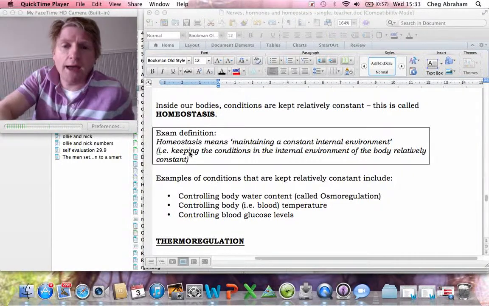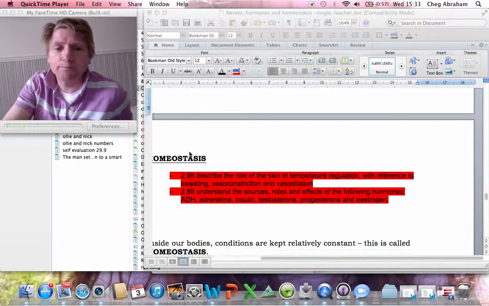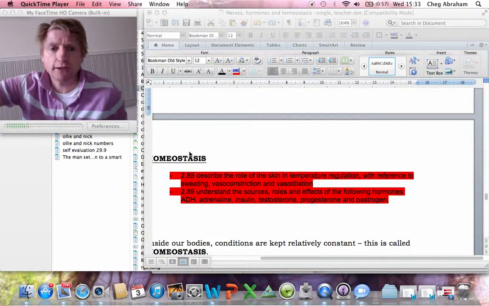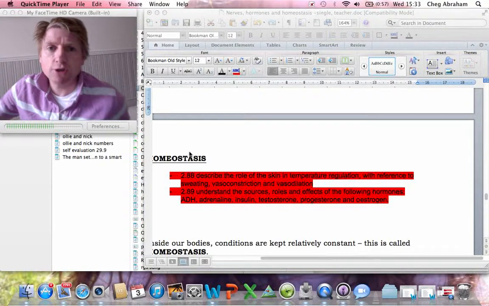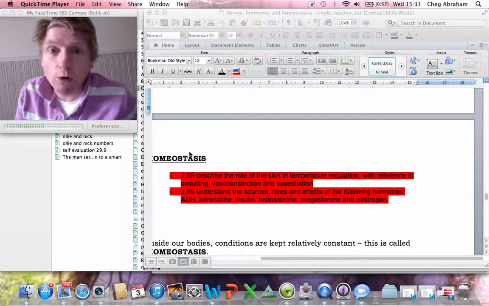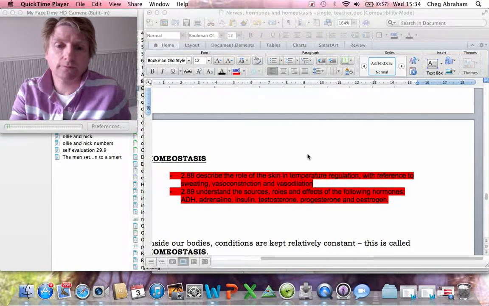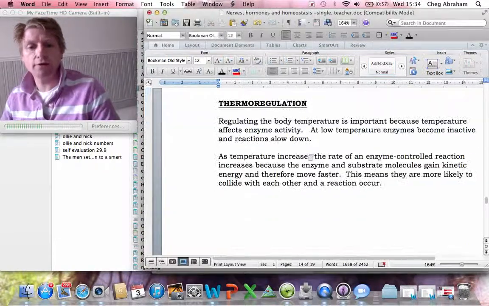Well, in our specs, if we just go up here, we can see the big one that they want you to really know about here is describing the role of the skin in temperature regulation, with reference to sweating, vasoconstriction, and vasodilation. And then also understand the sources, roles, and effects of the following hormones: ADH, adrenaline, insulin, testosterone, progesterone, and estrogen. Now, I'm just going to give you a quick potted view on how thermoregulation works. And the notes are actually really great here. But what I'd like to do is to point out a couple of areas as we go through the notes.